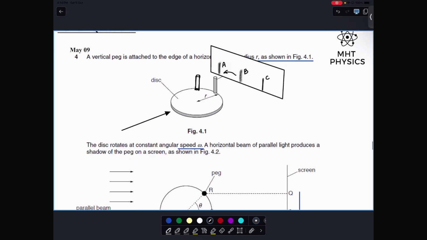Now, surprisingly, this thing is moving in what? Circle, right? But if you look at this peg on the screen, is it moving in a circle or is it going back and forth? Back and forth, right? And when you look at the motion of that peg's movement, it follows what motion? Simple harmonic, because it is actually a circular motion, but which component of the circular motion are we observing? Horizontal, right? I hope you understand.